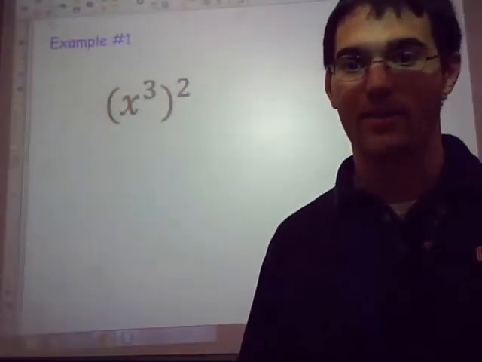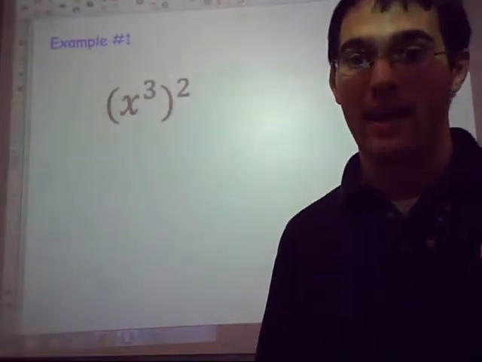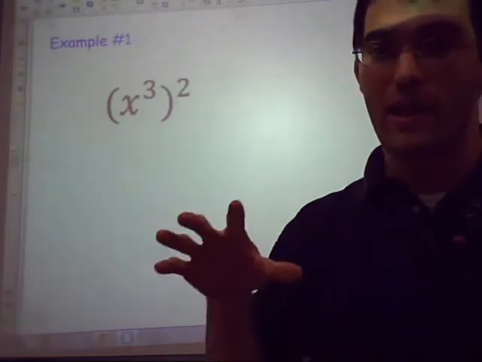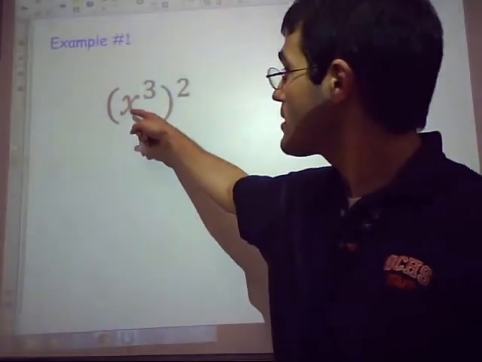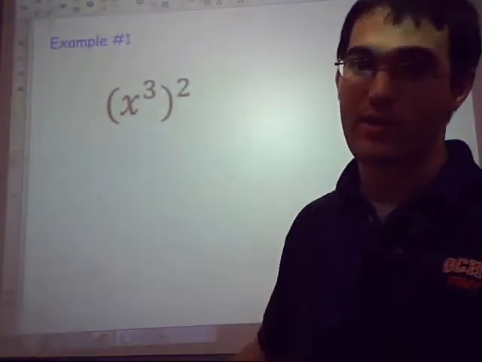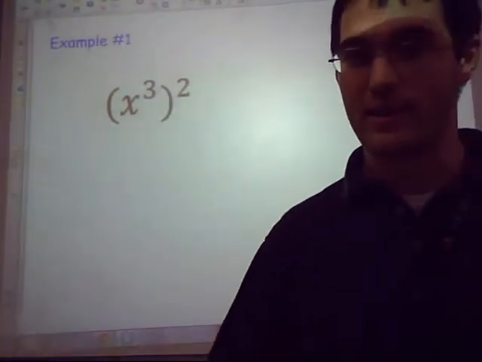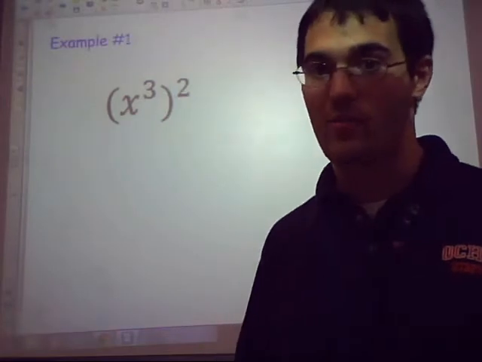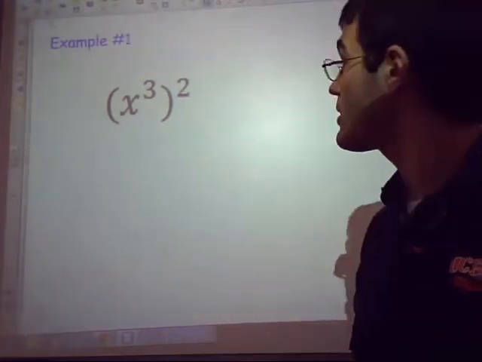All right, so we're going to begin looking at our last exponent rule. This involves when we have a base raised to a power and then raised again to another power. In other words, there's more than one exponent for the same base. So let's look at what happens when we have this situation.